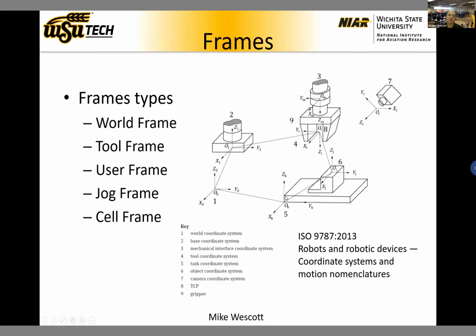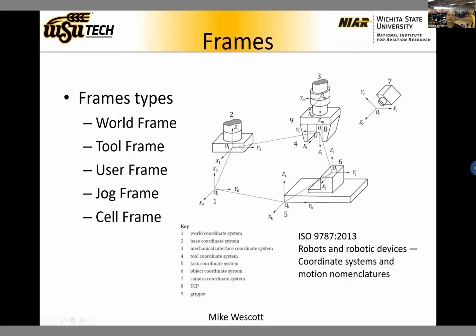The task coordinate system is out here on the fixture, or your tool fixture. The object coordinate system is located on the objects you're working with. You can have multiple object coordinate systems on different objects sitting on the fixture. There is a camera coordinate system that relates any cameras in the system back to the robot, so you can orient based off that camera system.